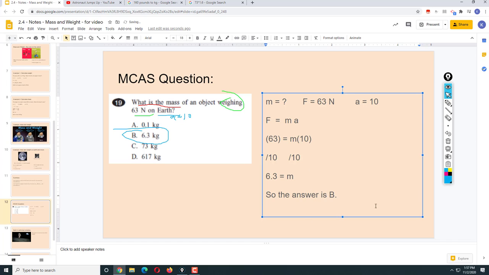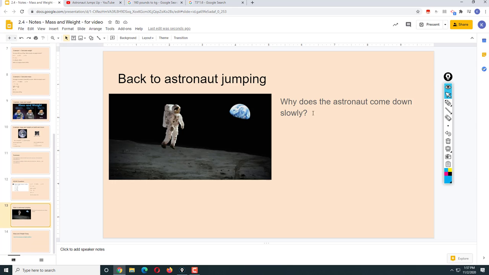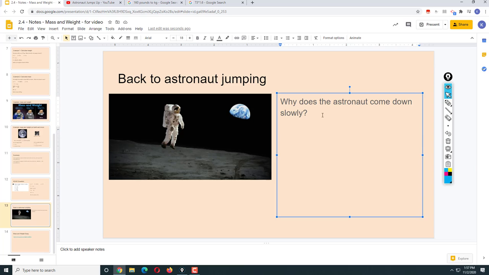Okay. Let's go back to our question earlier. Why does the astronaut come down slowly on the moon? Well, that's because the weight, force of gravity, and the acceleration is smaller on the moon. Smaller acceleration, the astronaut will come down slower.